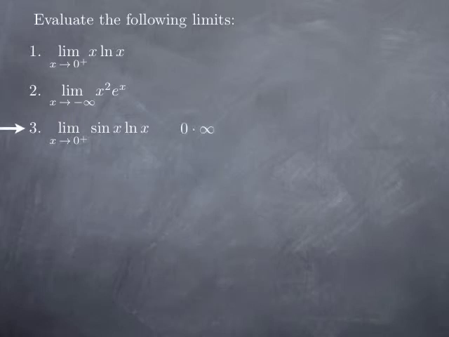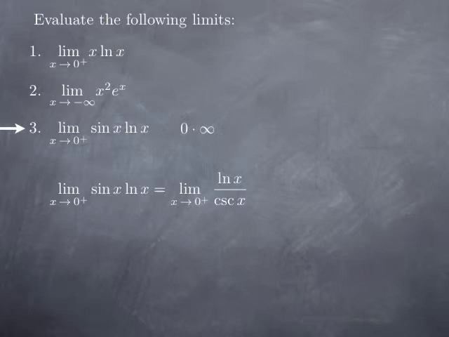For the third example, we're looking for the limit at 0 from the right of the product of sine x with ln of x. When x is approaching 0, sine x is approaching 0, and ln of x is approaching negative infinity at 0 from the right. So we have an indeterminate form of the type 0 times infinity. We're going to rewrite that as a quotient in order to be able to use the rule of de L'Hopital.